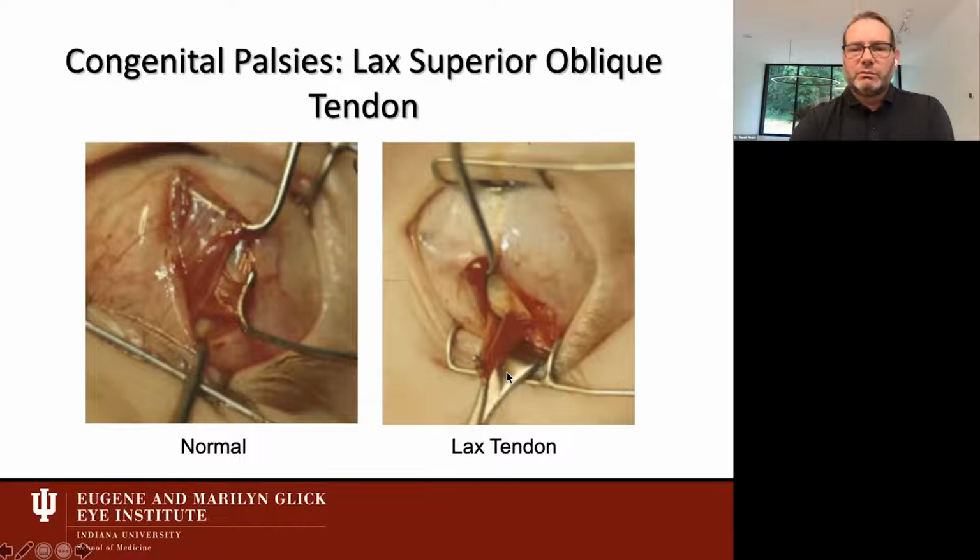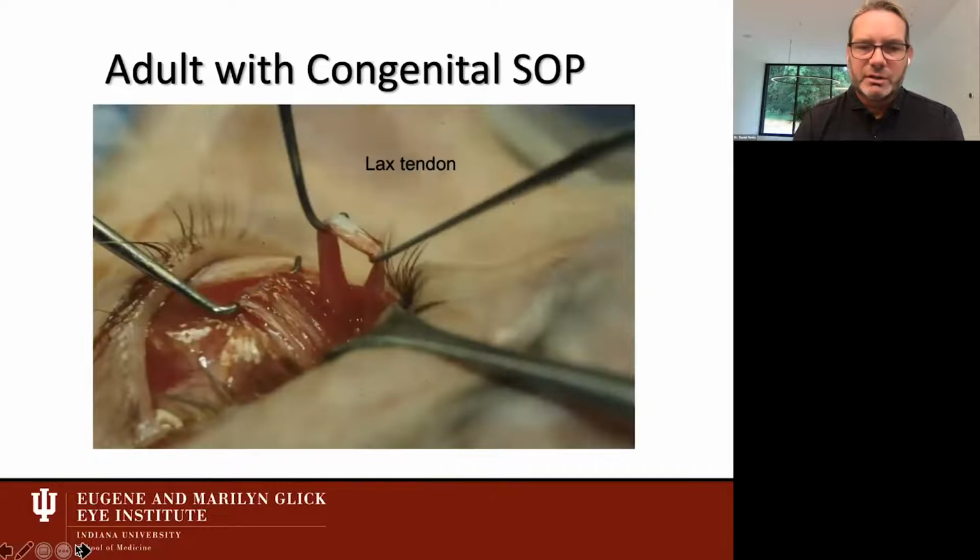But these superior oblique palsies will give you V patterns. And if you have a lax tendon like this, sometimes the pattern is so large that you don't feel that. And here's another picture of what a lax tendon looks like. You don't feel like you'll get sufficient correction of the V pattern just by doing an inferior oblique myectomy, and so you may need to do a tuck of the superior oblique.